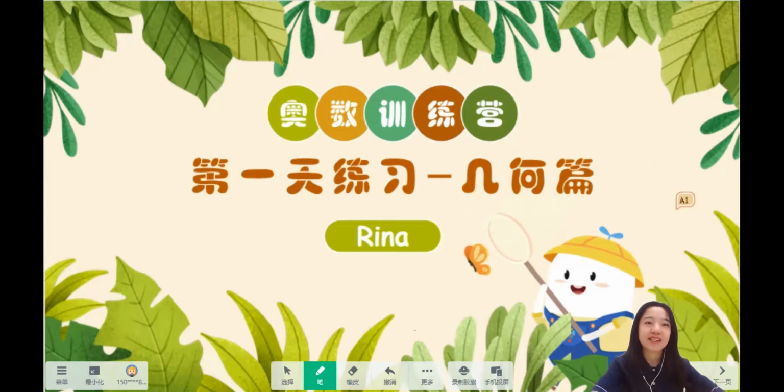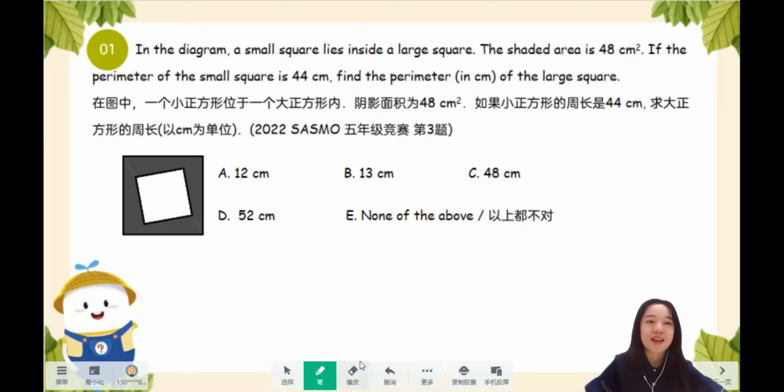So now let's see. The first practice is about the topic of geometry. Let's see the 12 questions together.